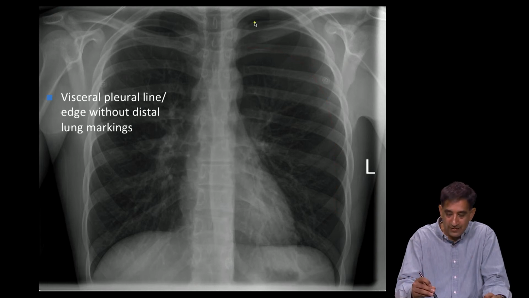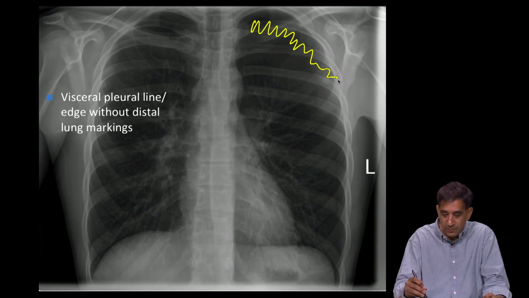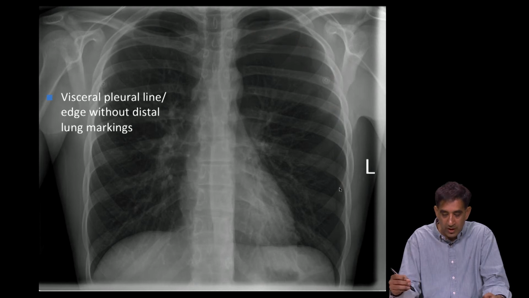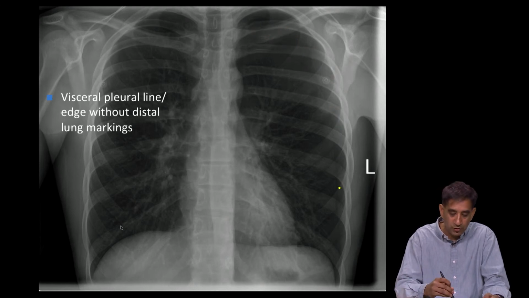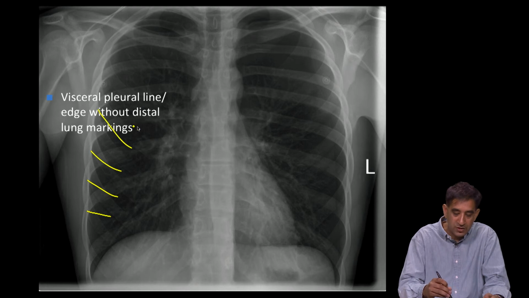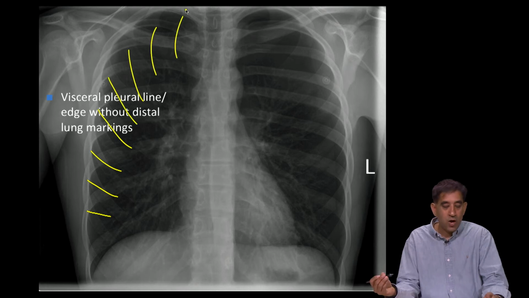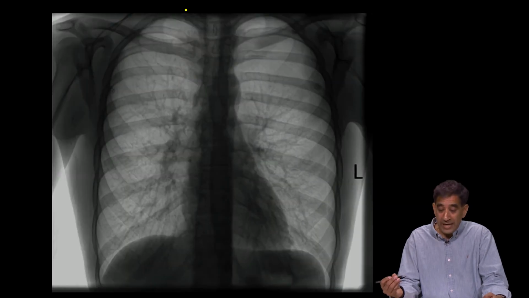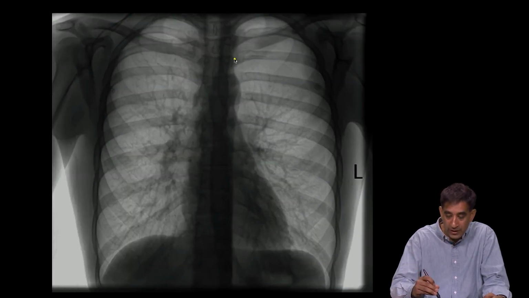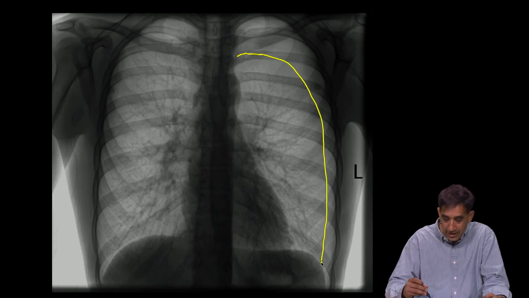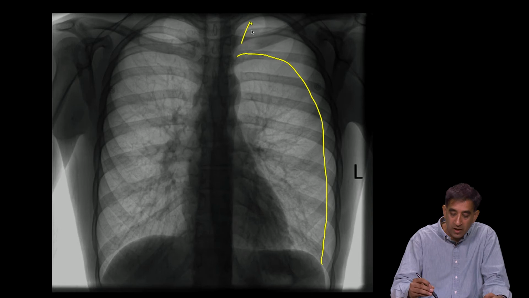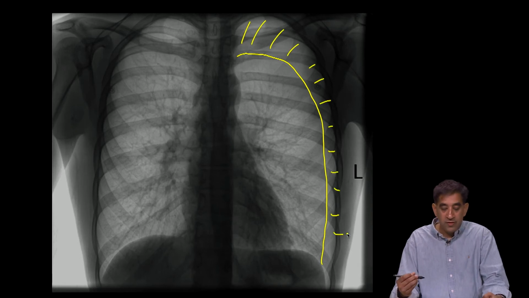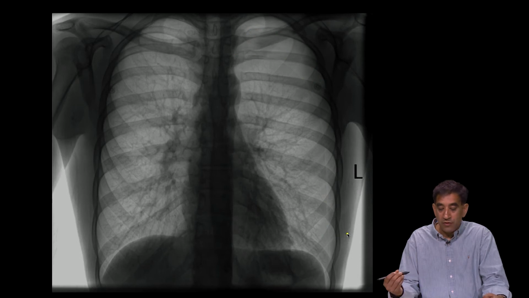And as you can see, there are no lung markings beyond that visceral pleural line right here, whereas if you were to look at the normal chest, you can see that the lung markings go out all the way to the periphery. And if we were to invert this x-ray, we can clearly see the lung right here. And as you can see, beyond that lung, there are no lung markings. So this is a pneumothorax.